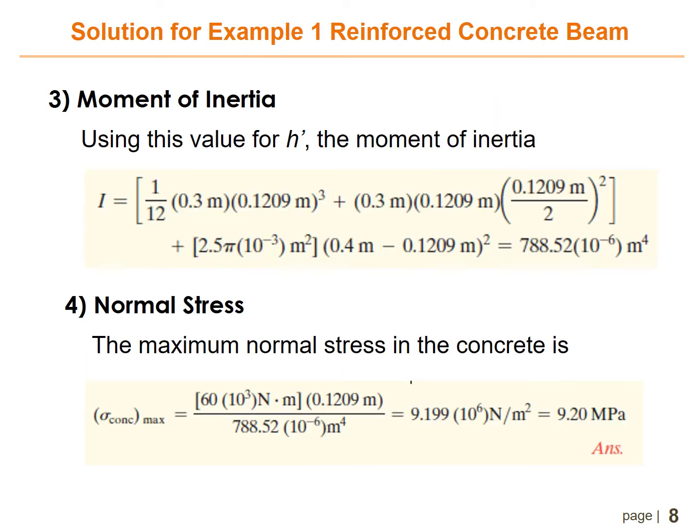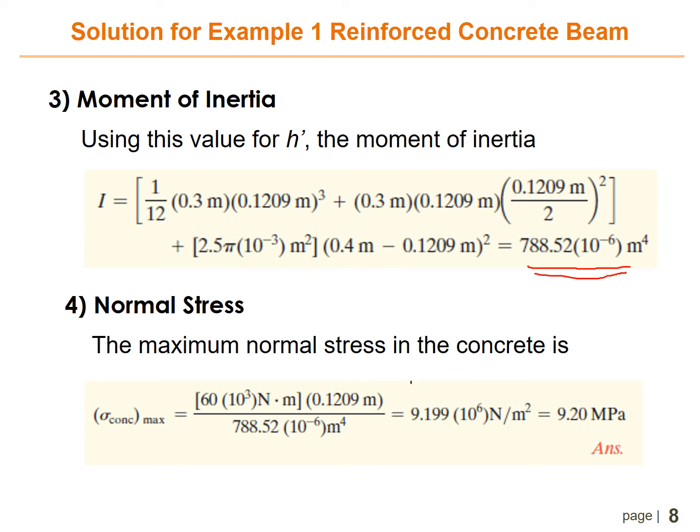Okay, the next step is to find the moment of inertia. Using this value for h prime, the moment of inertia of the transformed section about the natural axis is I equals this equation, and then you can get I as 788.5 times 10 to the power of negative 6 meter to the power of 4.